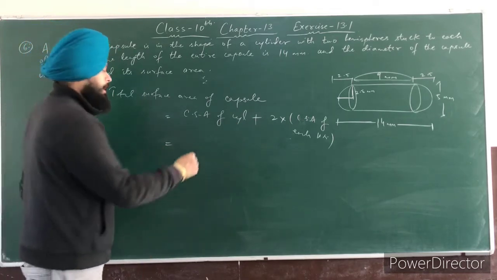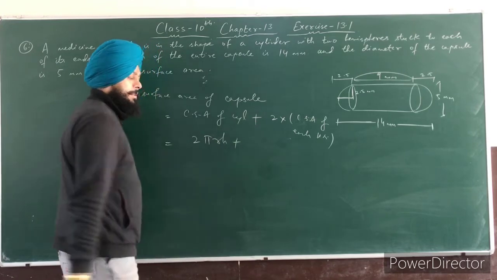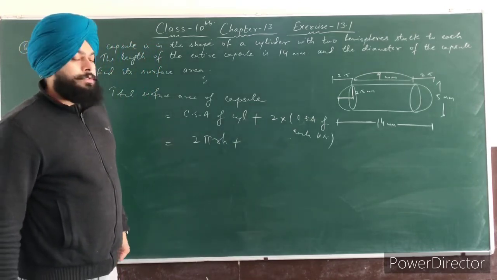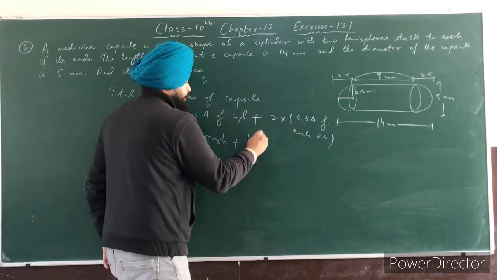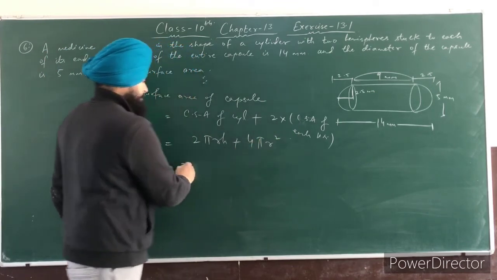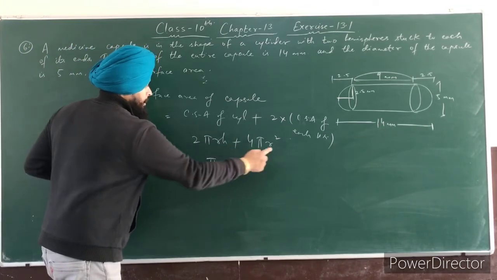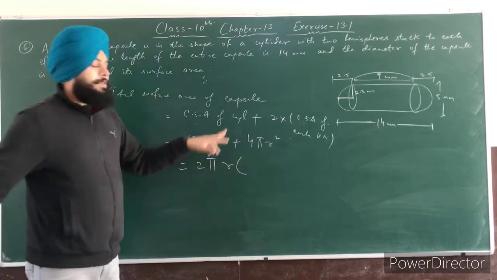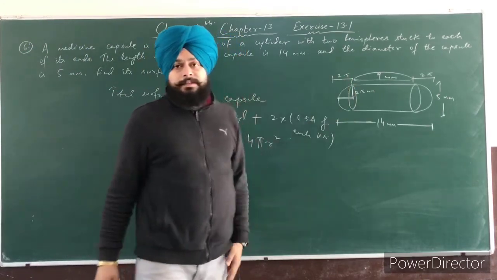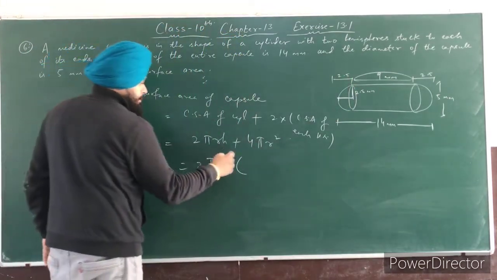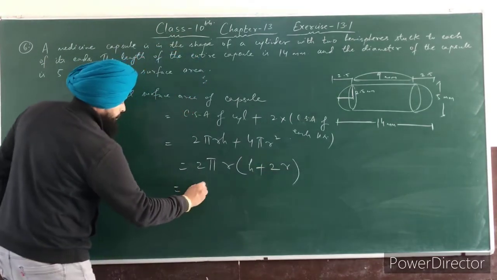Now what is the curved surface area of the cylinder? It is 2 pi rh. And the curved surface area of a hemisphere is 2 pi r square. So 2 pi r square into 2 is 4 pi r square. Now we should take common: 2 is common, pi is also common, r is common, because the radius of the cylindrical portion and this hemispherical portion is the same. So what is left here? h plus 2r.